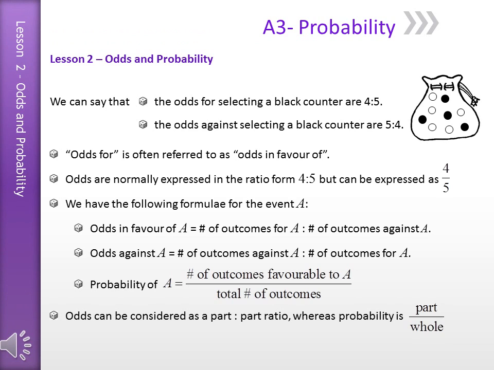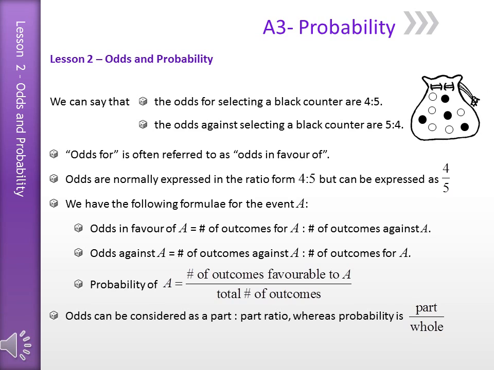We can say that the odds for selecting a black counter are 4 to 5. So these are the probability of selecting a black counter and the probability against selecting a black counter, but we've left out the 9, so it's just the numerators, so it's 4 to 5. The odds against selecting a black counter is just the reverse, 5 to 4.